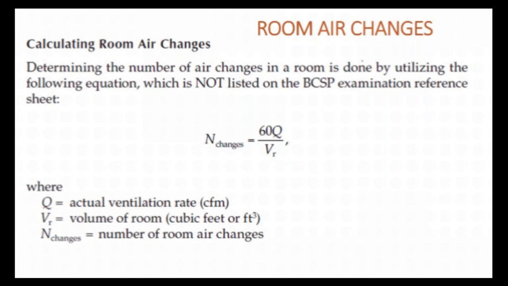Okay, so this change of air, the actual formula is Q by V, meaning the ventilation rate divided by the volume of the room. And the 60 which is coming, I think this is a conversion factor from minutes to hours. So that's why they have included 60. Yes, definitely. It is a simple formula, and according to David Yates' book, it is not given in the examination. We must remember it.